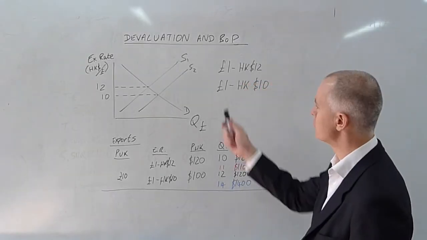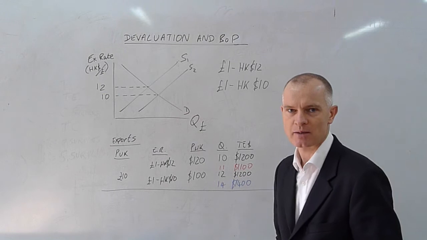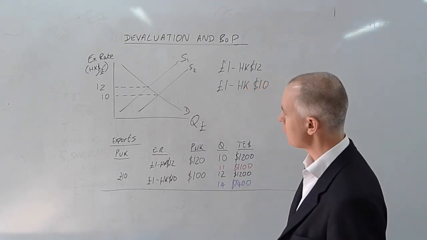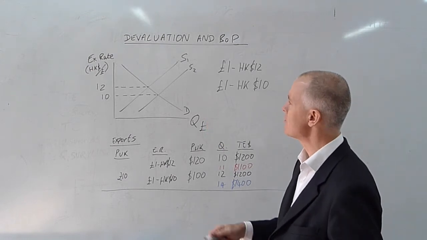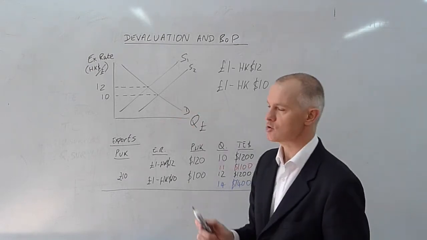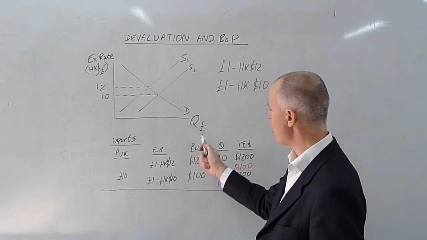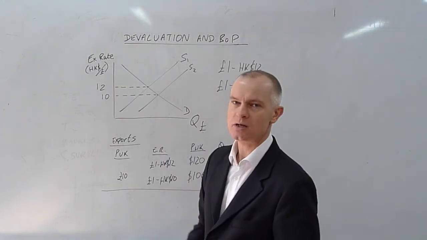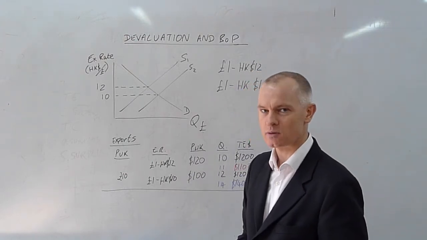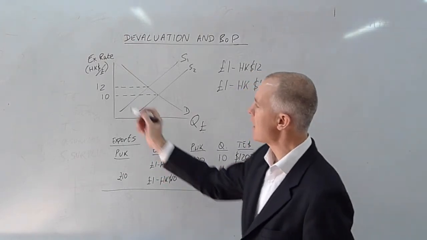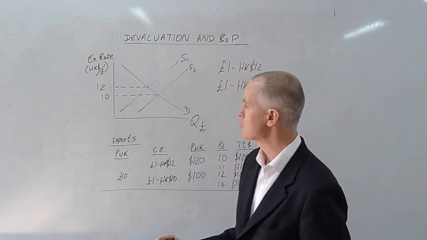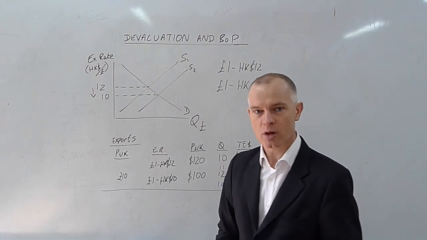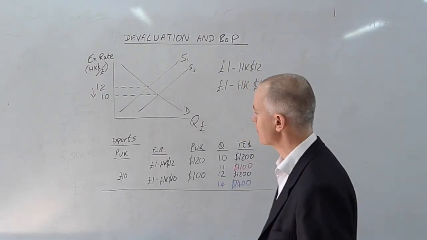The effects of a lower exchange rate on the balance of payments are a familiar and often difficult issue. On the board, I am examining the effect of a lower exchange rate, a devaluation of the pound. In this case, the exchange rate, which is of course the price of one currency expressed in terms of another, I am expressing in terms of Hong Kong dollars. So, the exchange rate of the pound is falling from 12 Hong Kong dollars to 10.